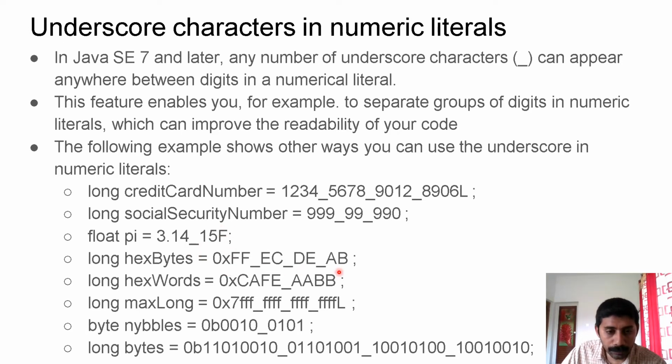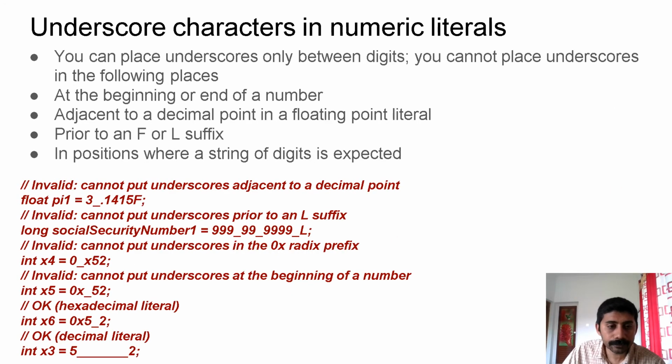These are all allowed combinations, because the underscore is placed between the digits. You can add this underscore in hexadecimal and binary. In all the cases, you can add underscore between the digits to enhance the readability. But there are some rules. You can place the underscore only between digits.